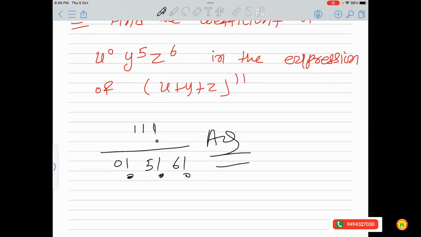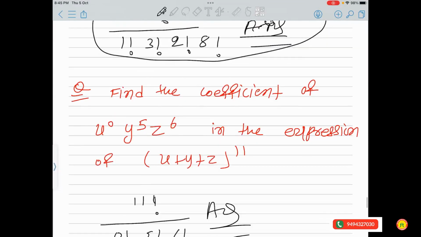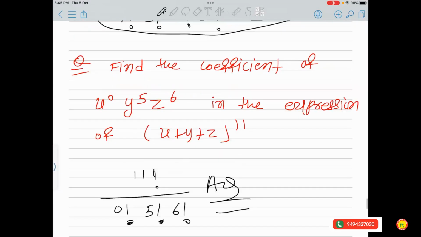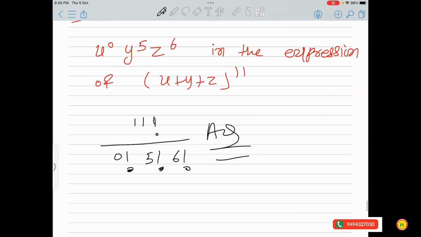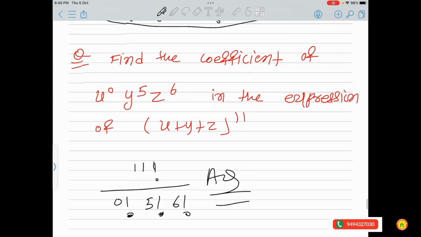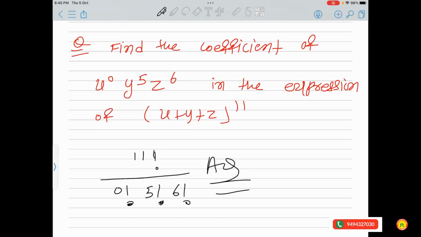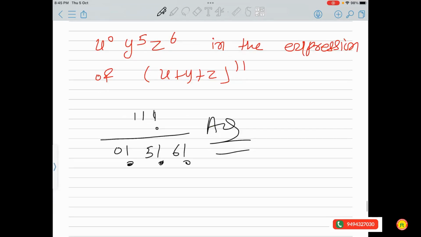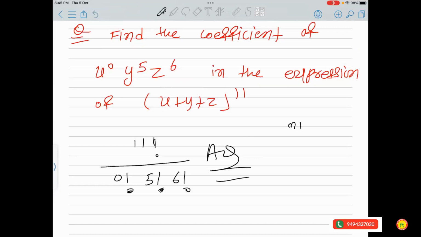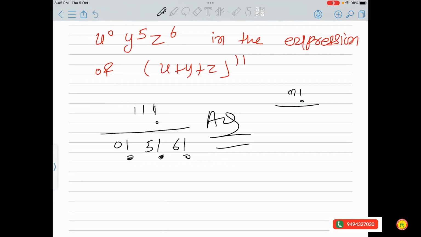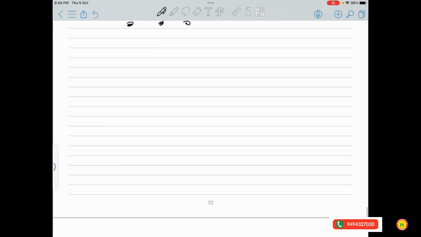So I am telling, last class I taught the multinomial theorem. The question is: find the coefficient of x power 0, y power 5, z power 6 in the expansion of (x plus y plus z) power 11. So directly we can say the answer is 11 factorial upon 0 factorial, 5 factorial, 6 factorial.